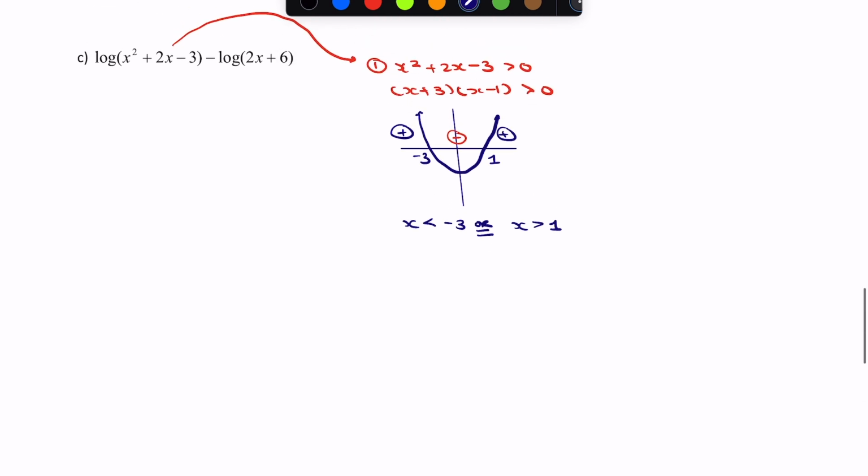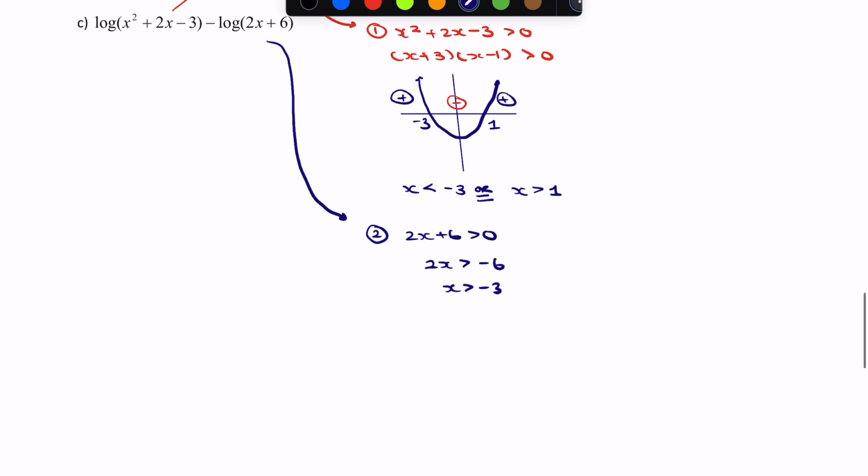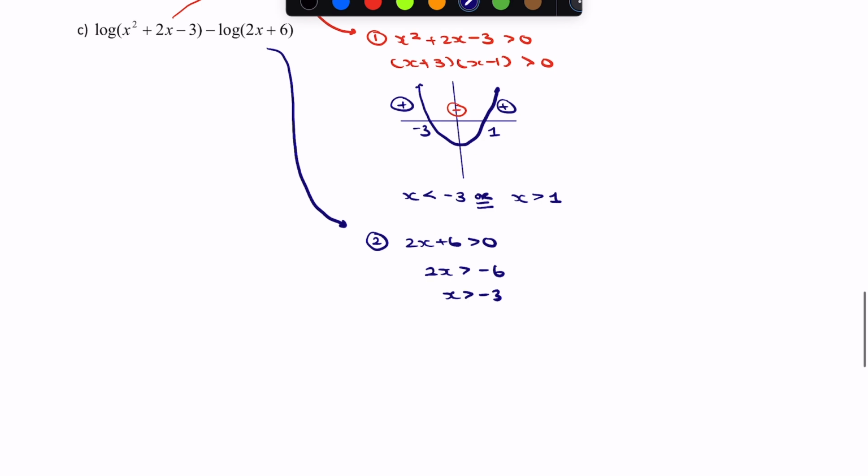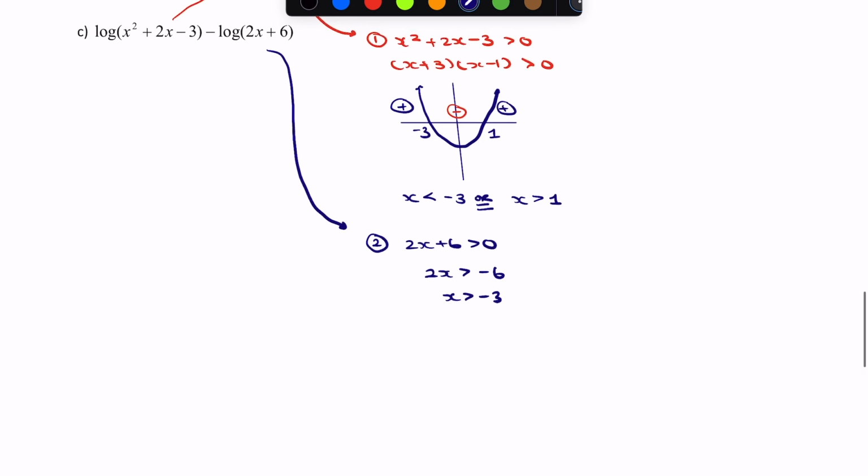The second thing here, again, 2x plus 6 has to be greater than 0. 2x is greater than -6, and x has to be greater than -3.